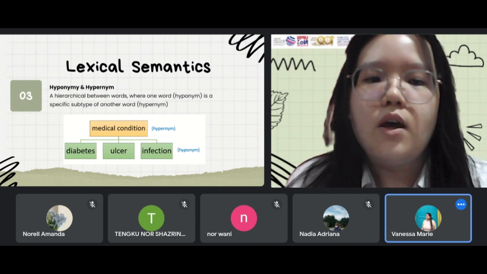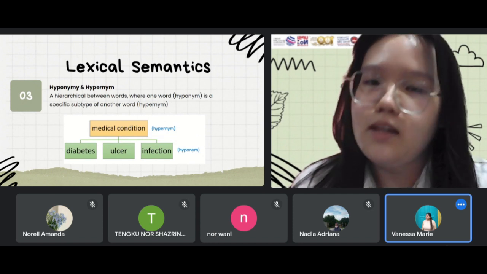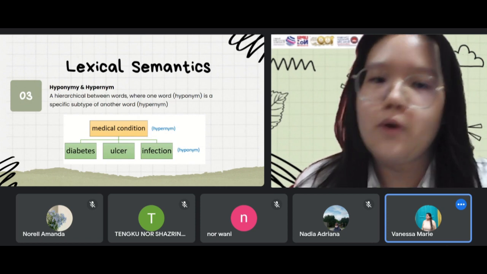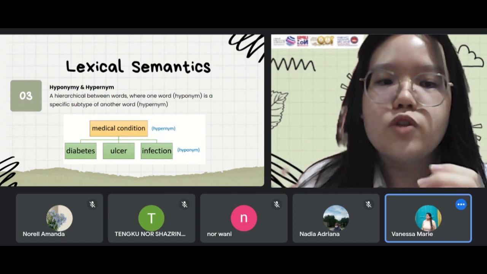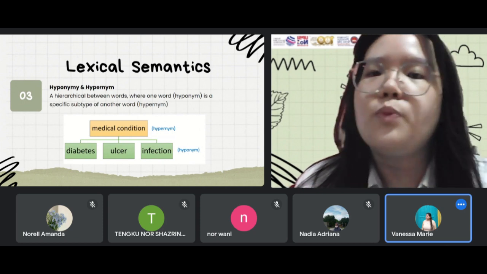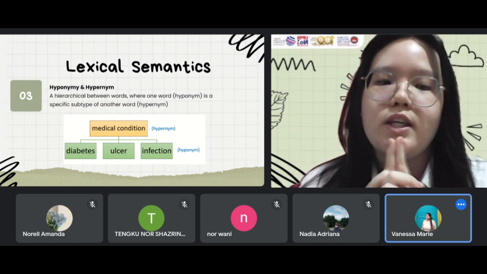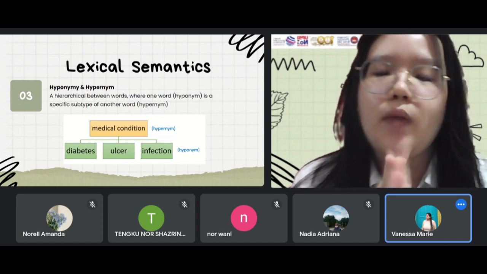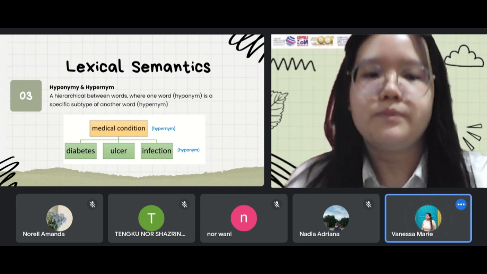Next, hyponymy and hypernymy. Hyponyms are known as subordinates, while hypernyms are known as superordinates. Both are a hierarchical relationship between words, in which one word, the hyponym, is a specific subtype of another word, the hypernym. So let's take a look here. We have medical condition as hypernym, while diabetes, ulcer, and infection are known as hyponyms, which are subordinates. Next.